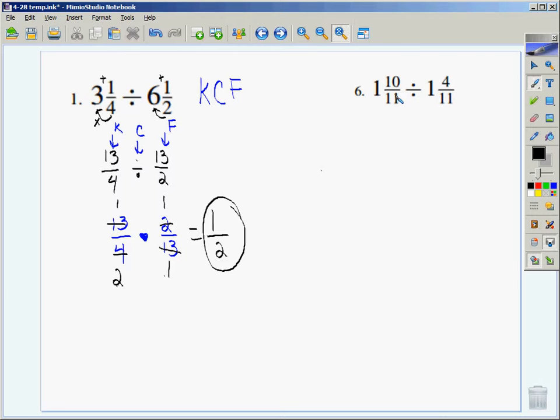Number 2. First thing we're going to do, 11 times 1 plus the 10, 21 over 11. 11 times 1 plus the 4, 15 over 11. Then we're going to keep 21 over 11. We're going to change division to multiplication, and we're going to flip that second number, and it'll be 11 over 15.